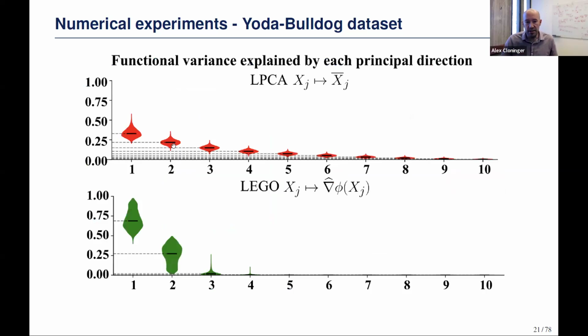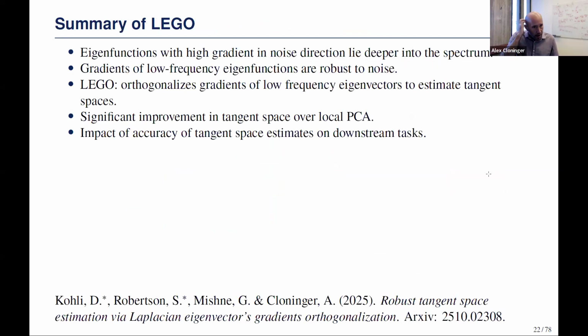And again, you look at the eigenvalues. It really should be a 2D thing, and we're really getting a 2D thing. If you do this with local PCA, you're estimating that it's about 9-dimensional. Okay. So that's the summary of LEGO, the summary of the local views.